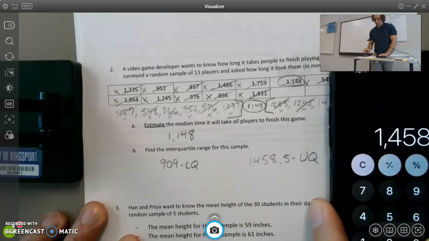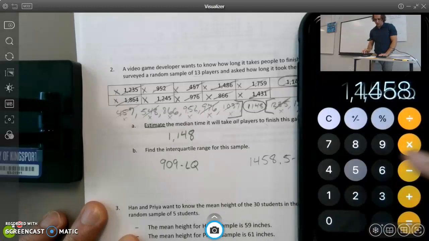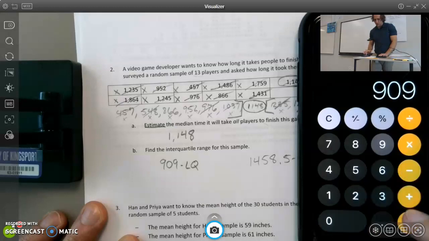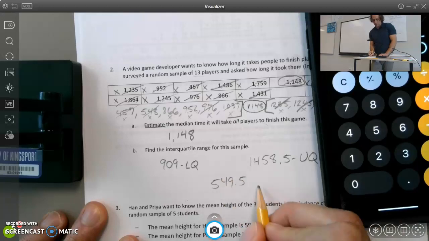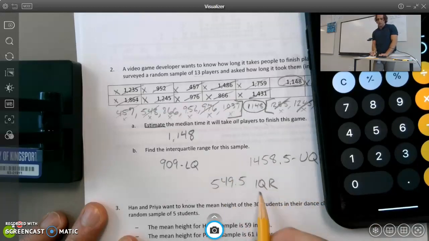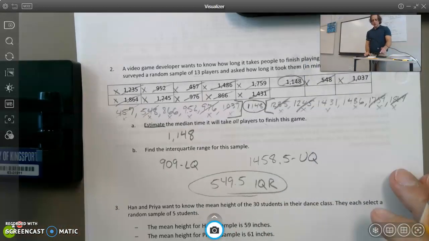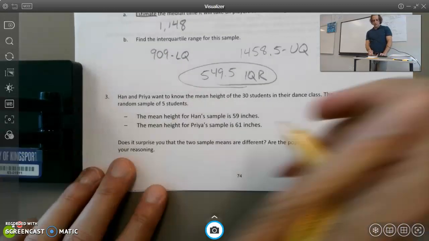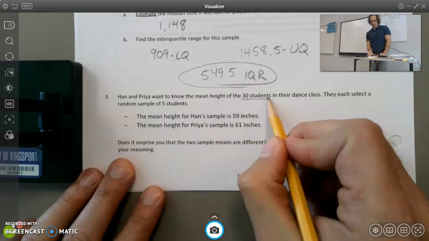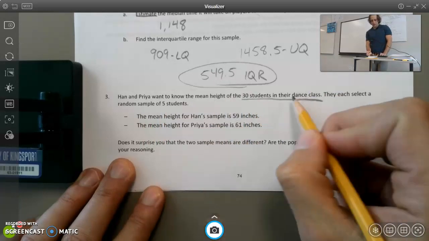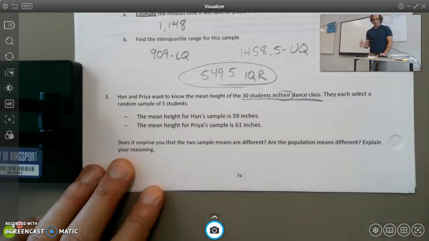And if I wanted to find the interquartile range for that, I could subtract 1458.5 minus 909, and 549.5 is the interquartile range. Alright, now moving on to the next question, 3. Han and Priya want to know the mean height of 30 students in their dance class. So I think the word there is important, showing that they have the same dance class. They're both part of this dance class.